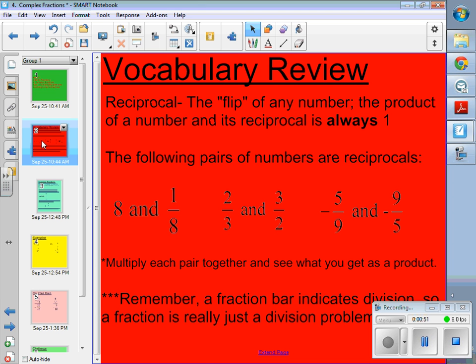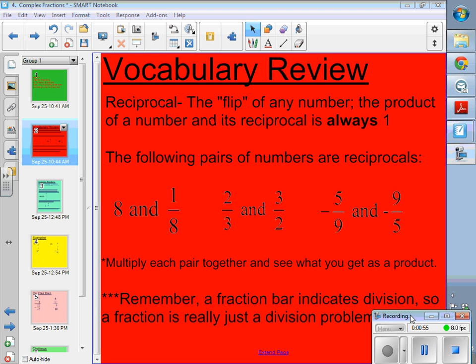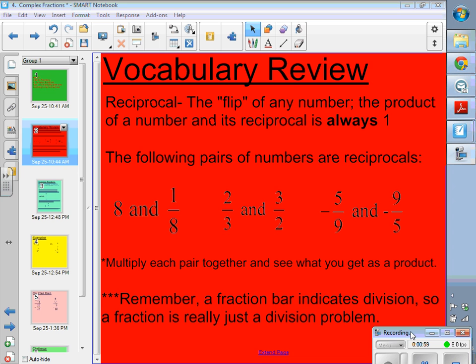So if we were to take 2/3 and multiply it by 3/2, you're going to get 6/6, which equals 1, which is the reciprocal. So you multiply each pair together and see what you get as a product. Remember, a fraction bar indicates division, so a fraction is really just a division problem.